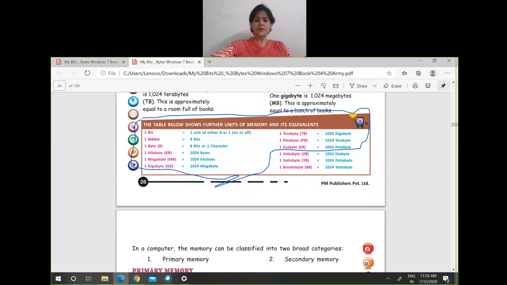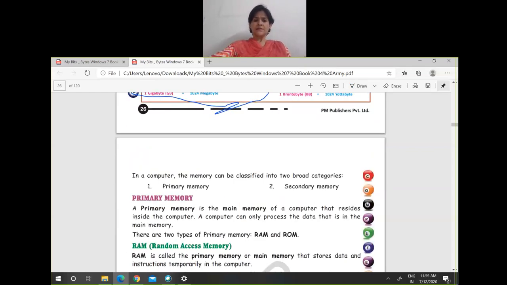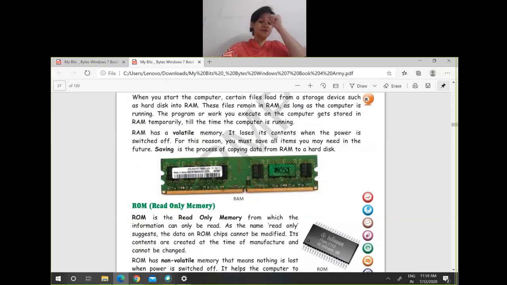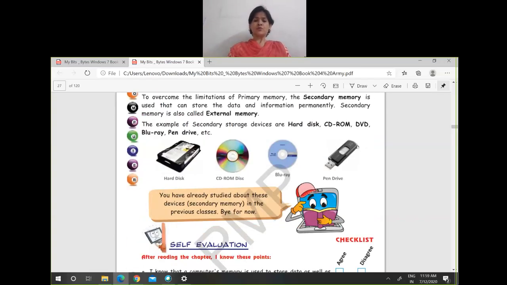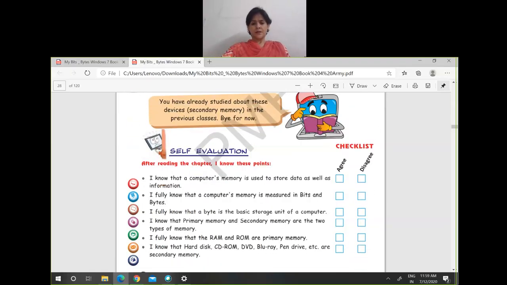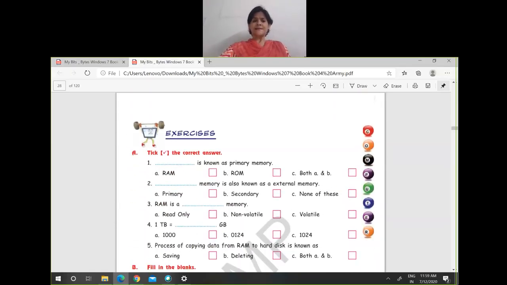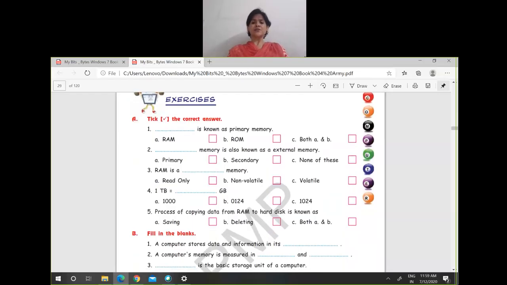Now, next, the activity that we have done in this is we have to draw RAM, and we have to draw secondary memory, maybe pen drive, hard disk, CD, or Blu-ray disc, anything. Now let's come to the exercises. Tick the correct answer. Dash is known as a primary memory: RAM and ROM. So the answer will be C.